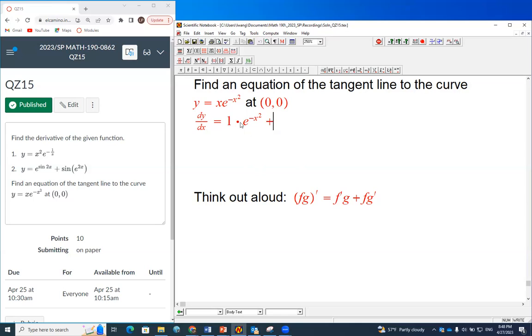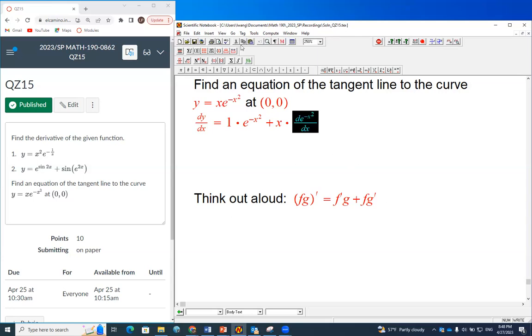Plus, you don't have to write the 1 times, right? You can omit that. And then we're going to differentiate e, and then we're going to do f times g prime. So f times g prime. So the derivative of e to the power of negative x squared dx, right?